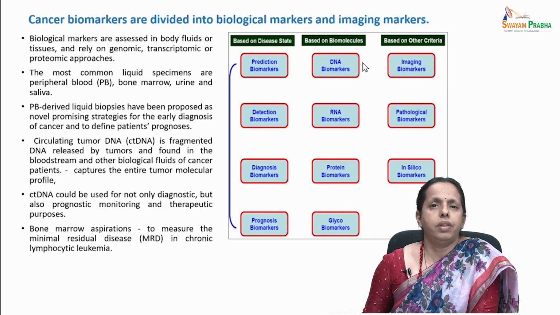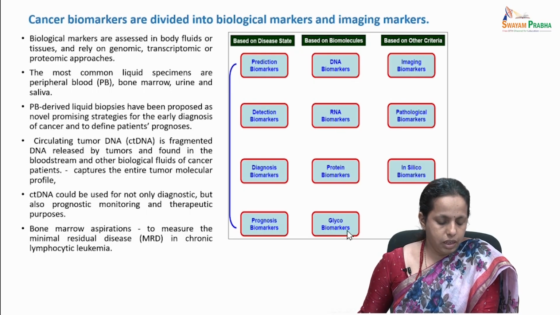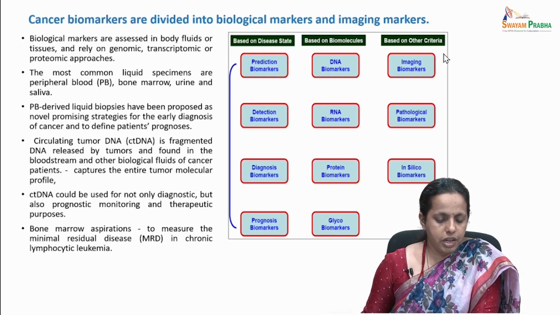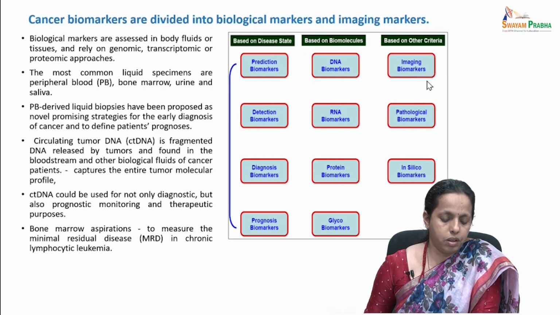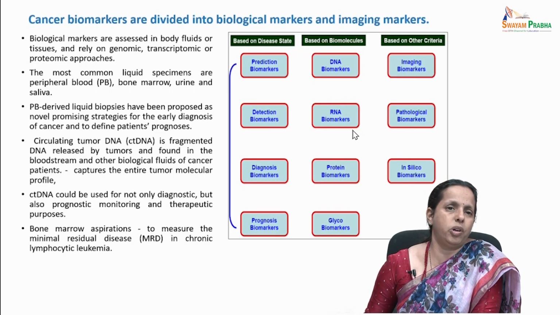And then, based on the biomolecules, as I said, you have DNA, RNA, protein, and glycoproteins. Based on other criteria, you have imaging biomarkers, a very, very important one, pathological biomarkers, and potentially in silico biomarkers.